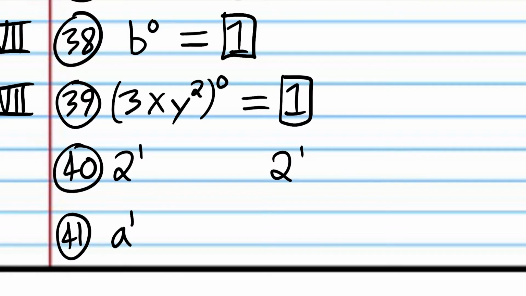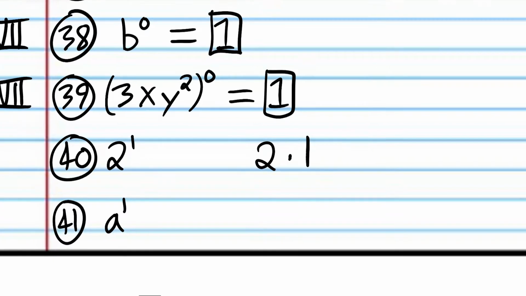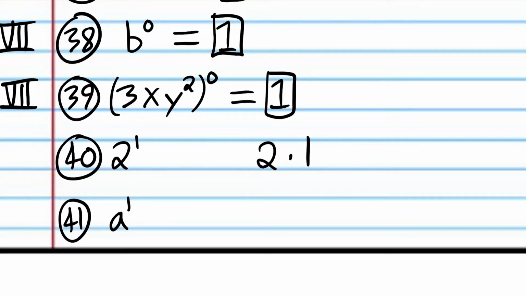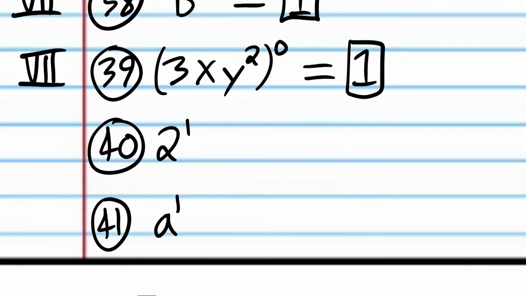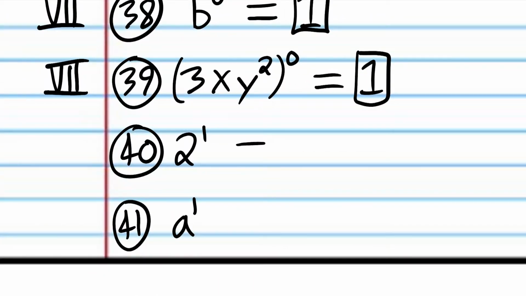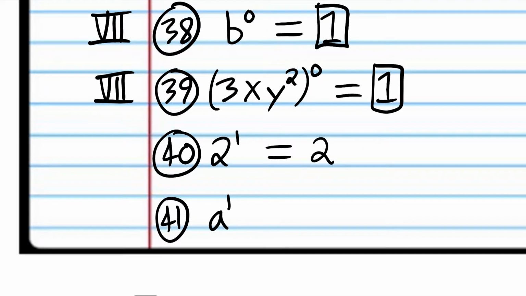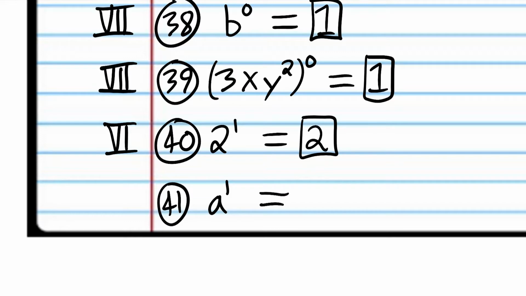Some students might say, oh, that means 2 times 1. But why would it mean 2 times 1? That doesn't have any correlation with the operational meaning of the other powers. So it turns out that when you raise 2 to the first power, or any number to the first power, it doesn't change the number, it just stays 2. So that's rule number 6. I know I went out of order there, 7 to 6, but a to the first power is a.